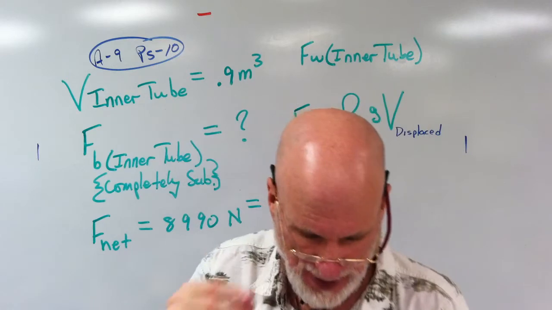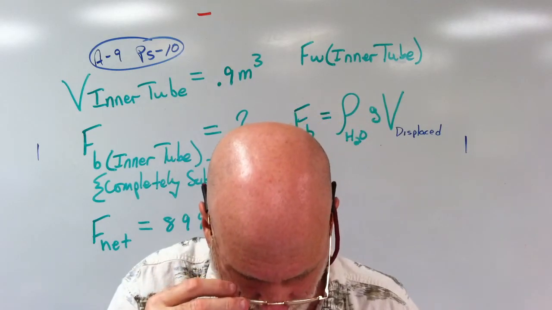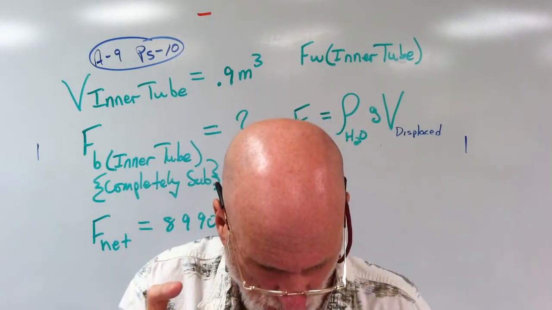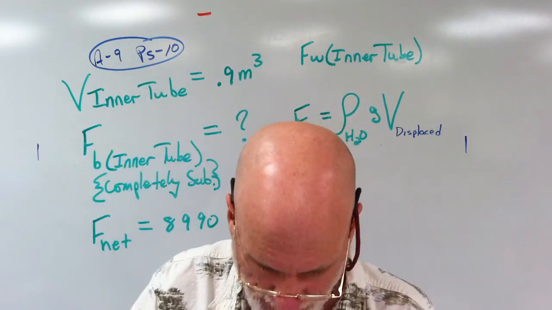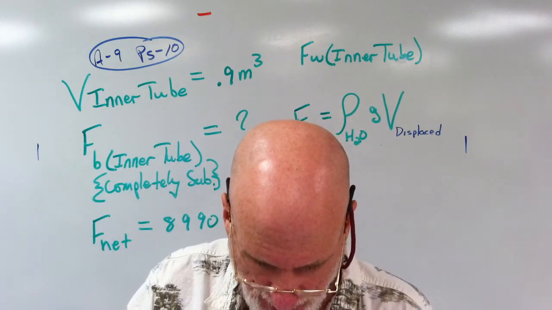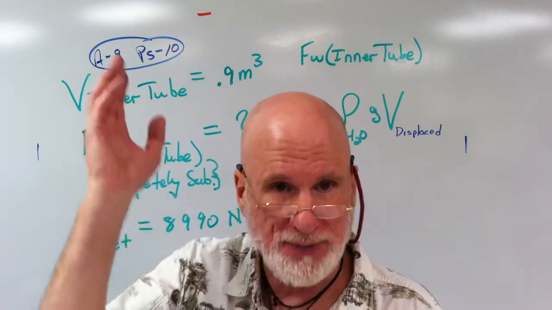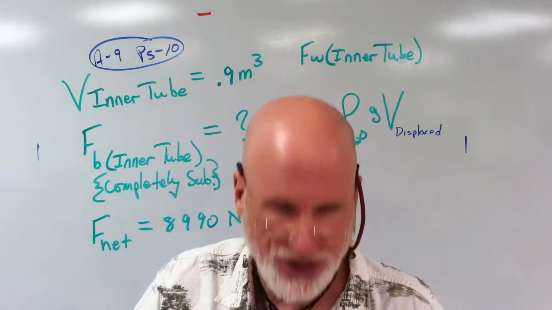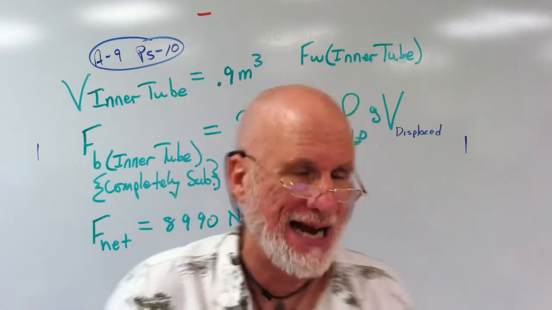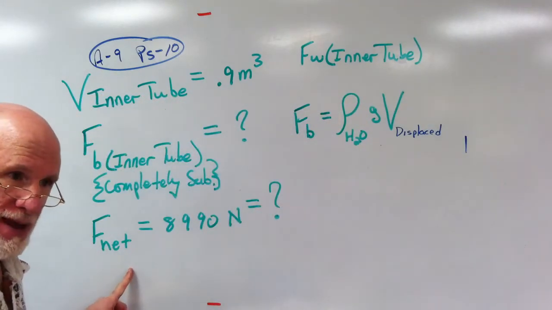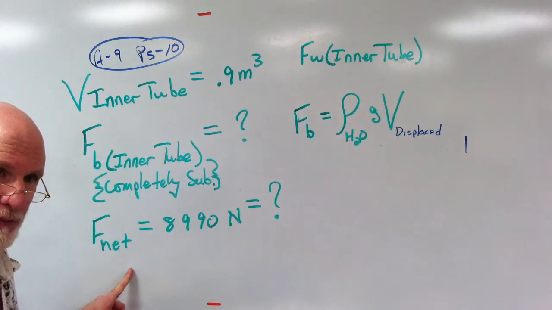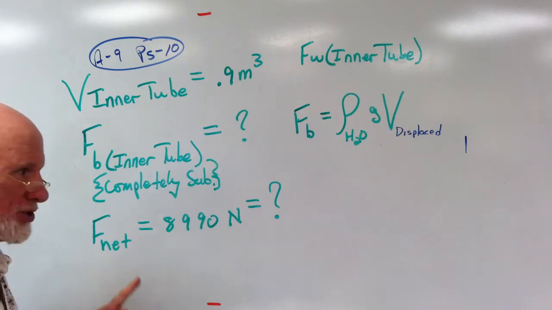So use that volume in that equation to get that buoyant force. Makes sense. Then it says, B, when Nicole lets go of the inner tube, it pops up out of the water up to the surface with a force of 8,990. So that's going to be the net force that the inner tube is going to have. Okay, that's the net force. So that will drive it up.